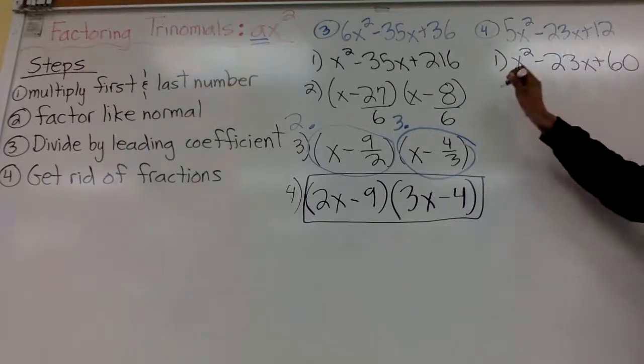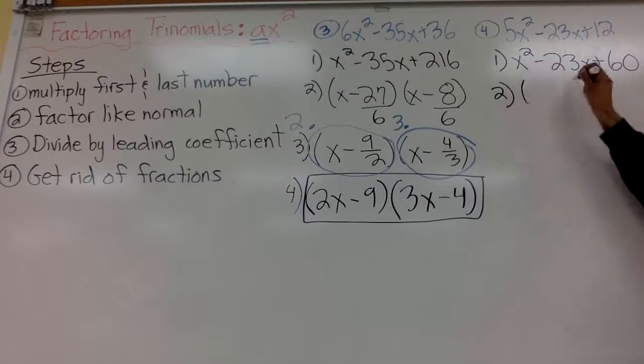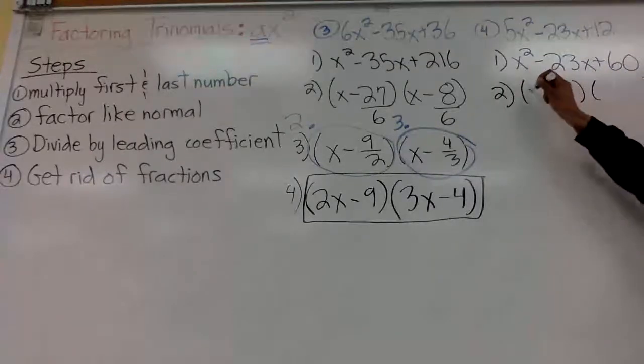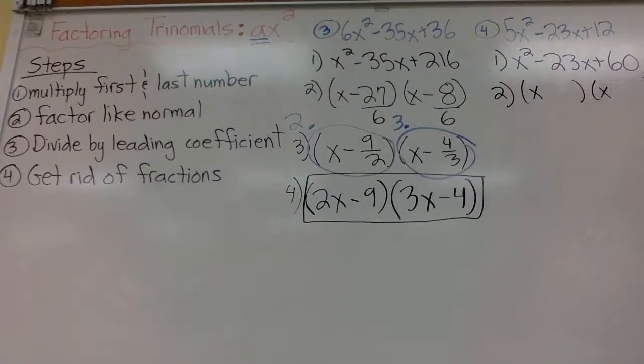Step 2, we factor like normal. So we'll set up our 2 sets of parentheses. We need 2 numbers that are going to multiply to give me positive 60, add to give me negative 23. So those numbers are negative 20 and negative 3. Negative 20 times negative 3 gives me positive 60. Negative 20 plus negative 3 gives me negative 23.